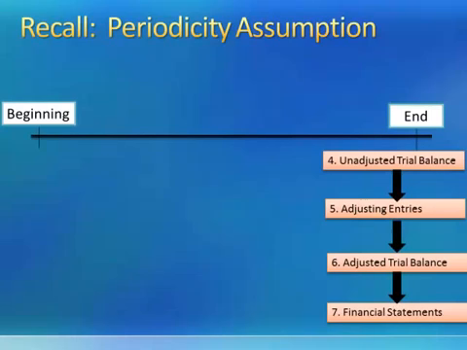So the beginning of the period starts with economic events occurring, those economic events happening throughout the year. The accounting system continually captures those economic events by recording them in the journal and then posting them to the ledger. At the end of the accounting period, we're ready to make financial statements. But before we can make financial statements, we have to prepare an unadjusted trial balance, then adjusting entries, then an adjusted trial balance, and finally financial statements.